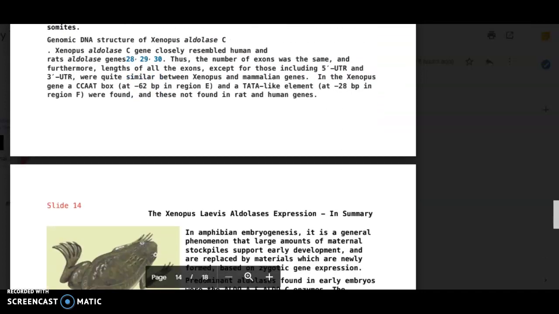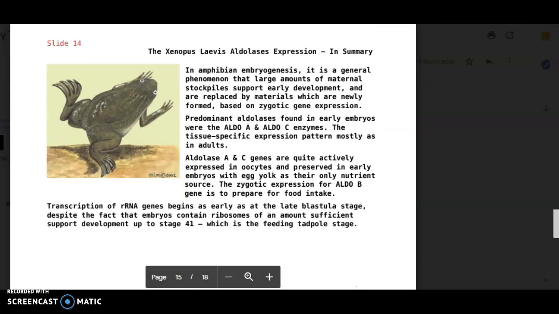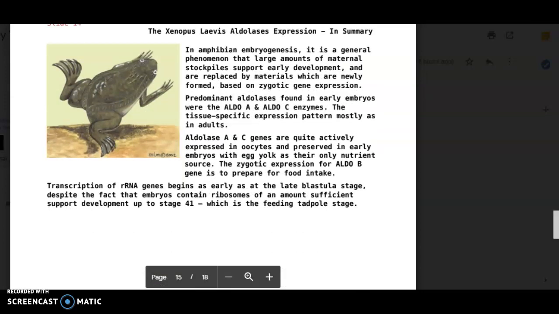Let's go back to what we've talked about as far as this goes. The Xenopus laevis aldolases expression, in summary. In amphibian embryogenesis, it is a general phenomenon that a large amount of stockpiled material supports early development, and these are replaced by materials which are newly formed.